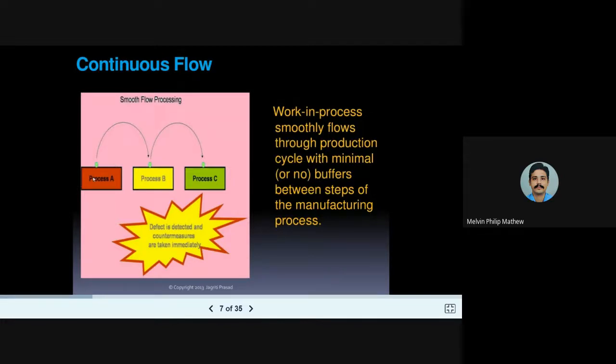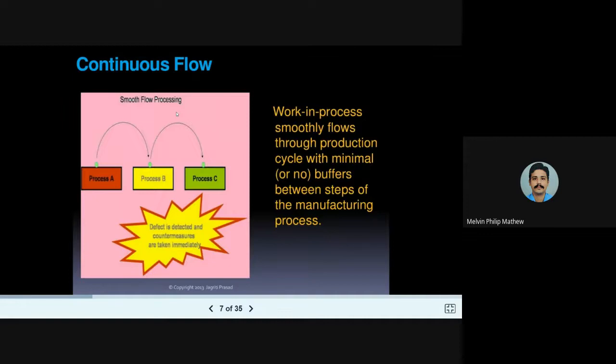You can see here from process A to process B to process C, it has to go in a smooth flow. There must not be any lag in between, as you can see here. If it is not connected like this, you can see there is a lag here, right? If any defect is detected, countermeasures are taken immediately to rectify the error and ensure the smooth flow.